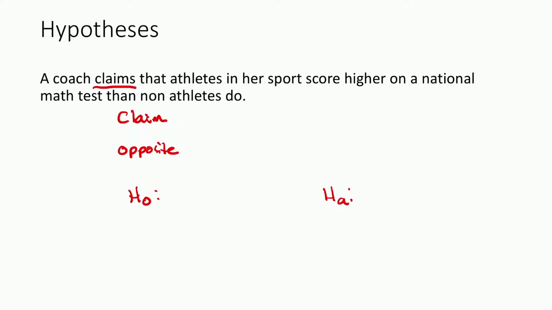Athletes in our sports score higher on a national math test than non-athletes. Yeah, perfect. I guess you're just reading the sentence, but that's exactly the claim. That athletes score higher. Higher to me means that athletes are bigger. So that's the symbol I would use. And then I just have to sort out some other symbols. How am I going to represent the athletes and non-athletes?